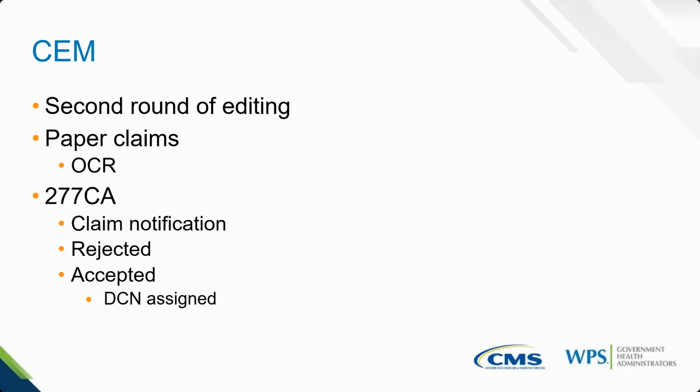So the 277CA will generate and will let you know if each individual claim within the file was rejected or accepted. Now, those claims that are accepted will be assigned a document control number, or a DCN. And you might also hear this being referred to as a claim number. That claim number is something that could be used down the road to check status and things like that once it gets loaded into FISS.